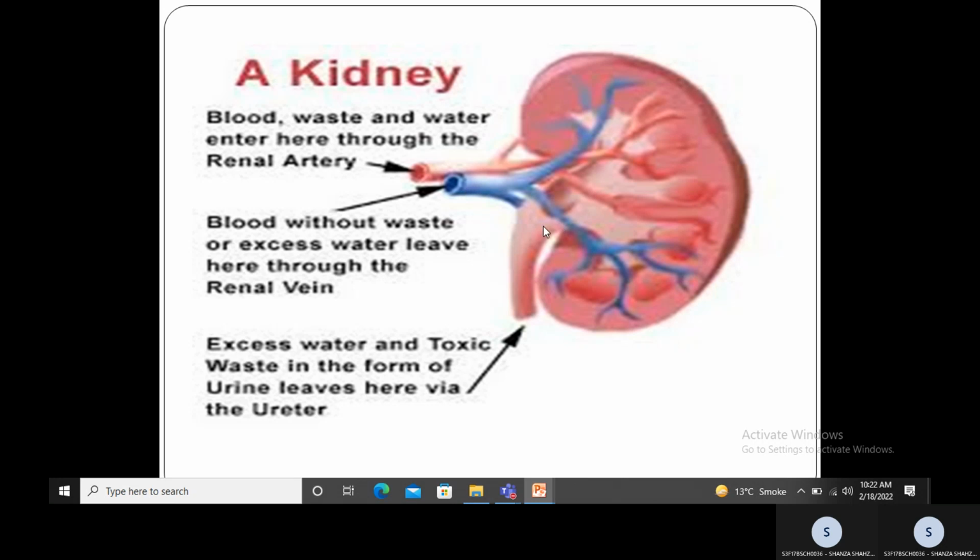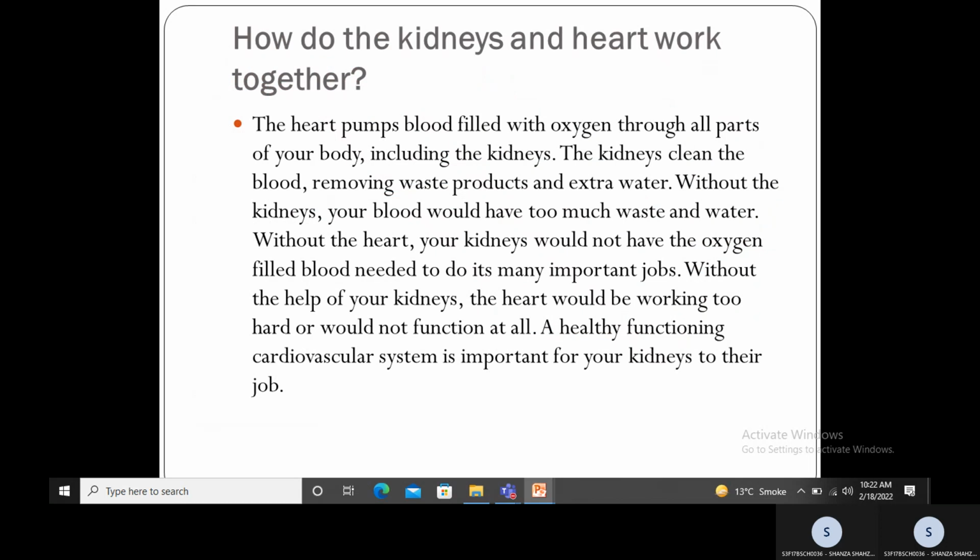The waste is removed from the kidney through the ureter that carries urine outside the kidney. After the ureters, the urine goes to the urinary bladder where it's stored for some time, and after that it is released through the urethra. How do the kidney and heart work together?